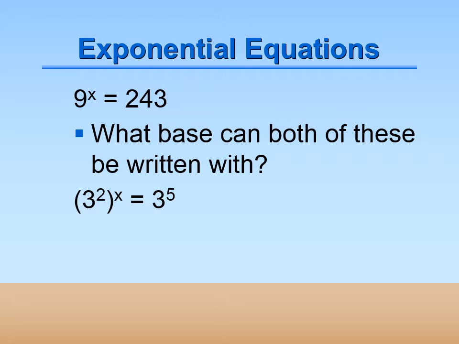So now we'll rewrite both bases. So 9 will become 3 to the 2nd. It still has that x. And then 243 will become 3 to the 5th. So now we have 3 to the 2x, because we multiply our exponents, equals 3 to the 5th. So we set our exponents equal to each other. 2x equals 5, which means that x is equal to 5 halves.